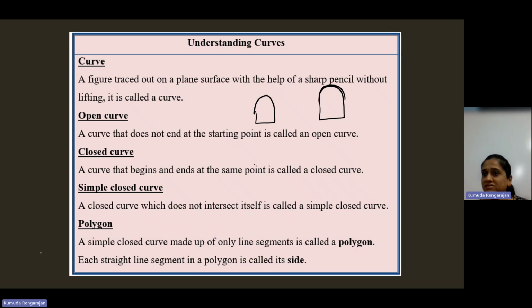It's not completely made up of line segments, right? Now, this one is a curve because you're able to draw this without lifting the writing instrument. It is a closed curve because the starting point is equal to the ending point. It's a closed curve. And it is a simple closed curve because it doesn't intersect itself. It doesn't cross over itself anywhere.